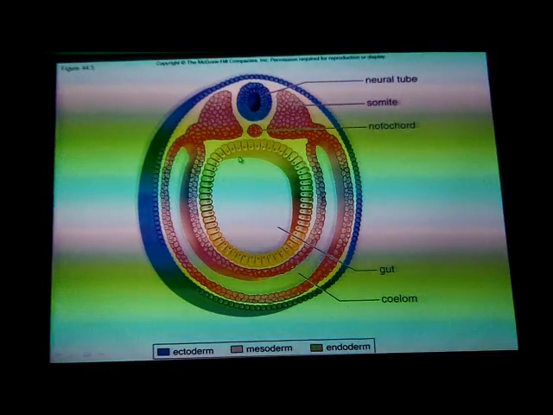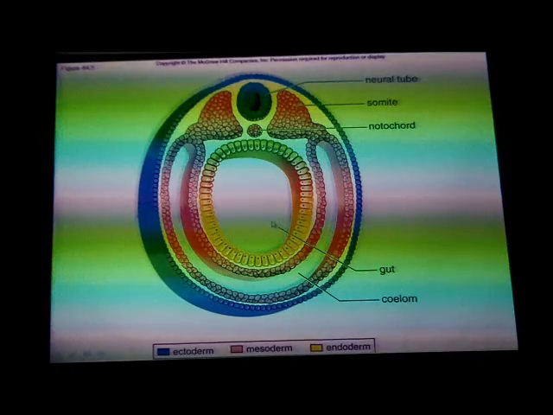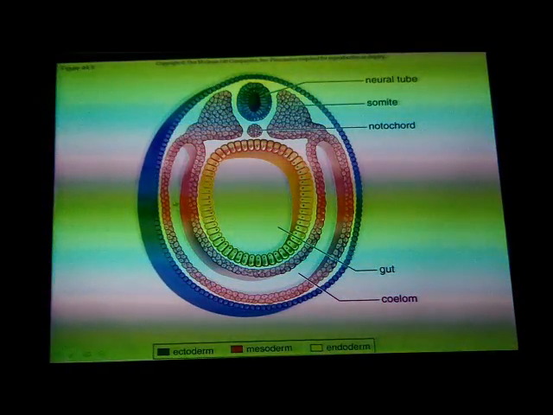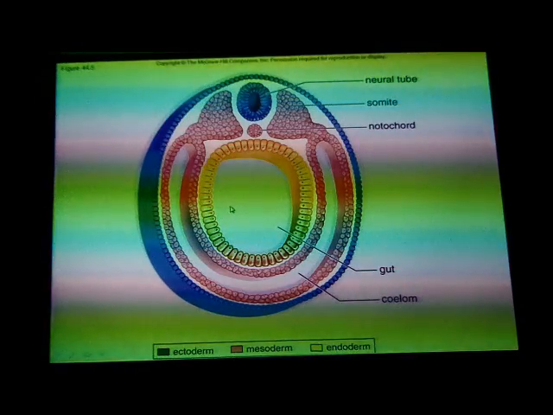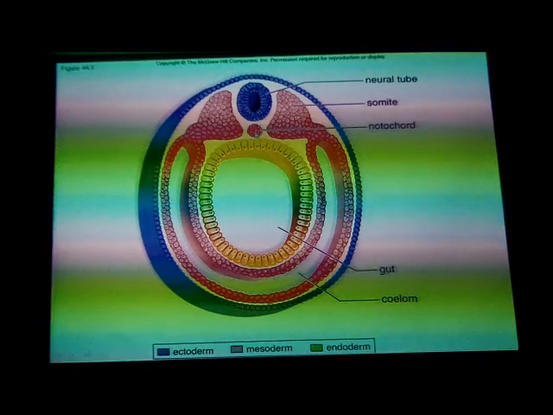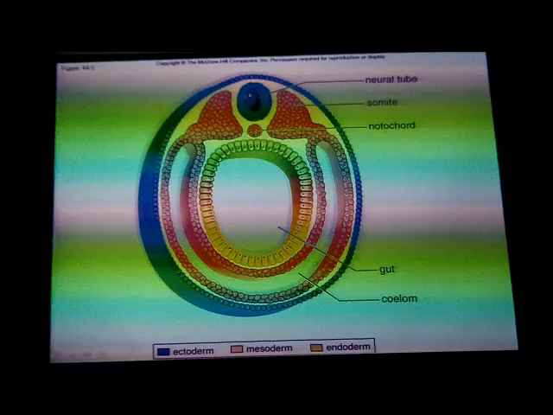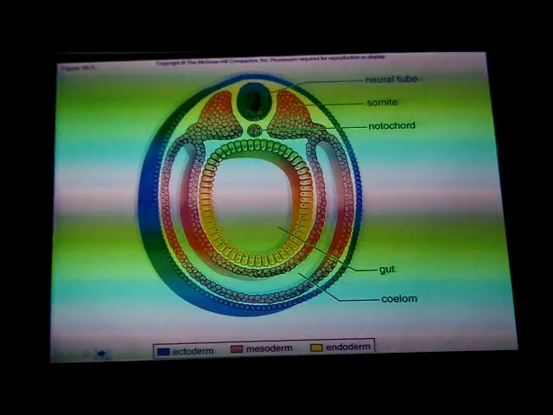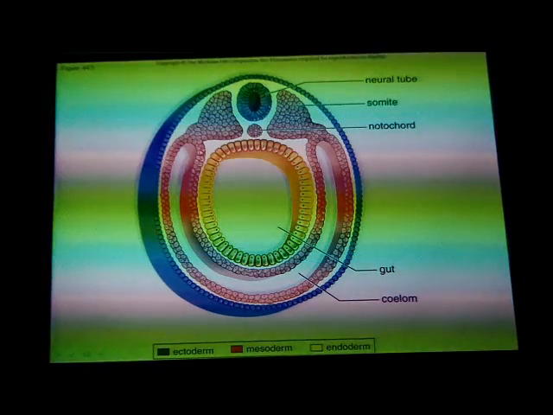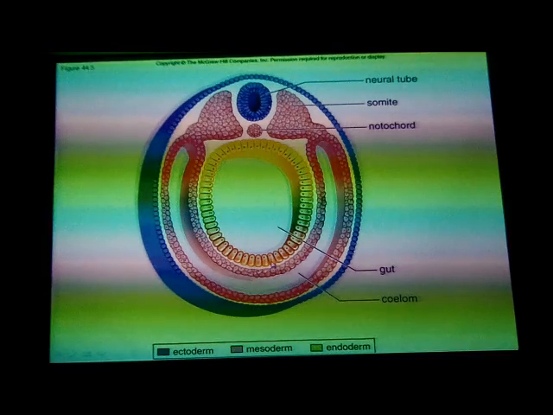That's the gut. This is endoderm, and that's the tube where the food goes through. Comes in your mouth and comes out your butt and goes through that tube, and all the nutrients are absorbed, you see. Again, there's the notochord. That's going to be the backbone. And there's the neural tube. That's the spinal cord. Ectoderm is the outer layer. Mesoderm is the pink. That's the middle layer. Endoderm is the gold. That's the inner layer.